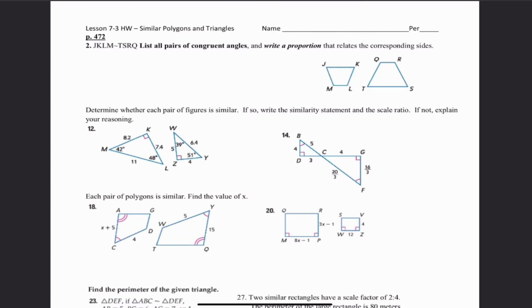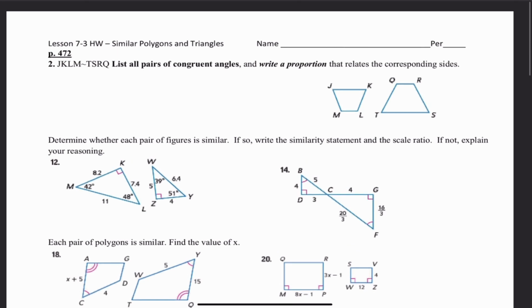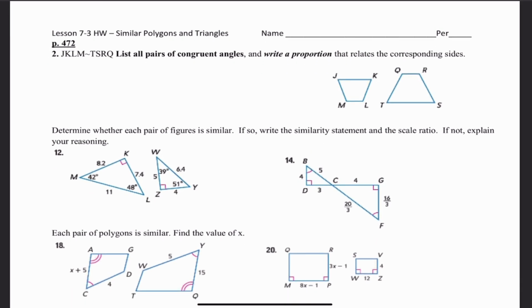Welcome back. Today we're going to look at the Lesson 7.3 homework assignment, similar polygons and triangles. Number 2: JKLM is similar to TSRQ. List all the pairs of congruent angles and write a proportion that relates the corresponding sides.